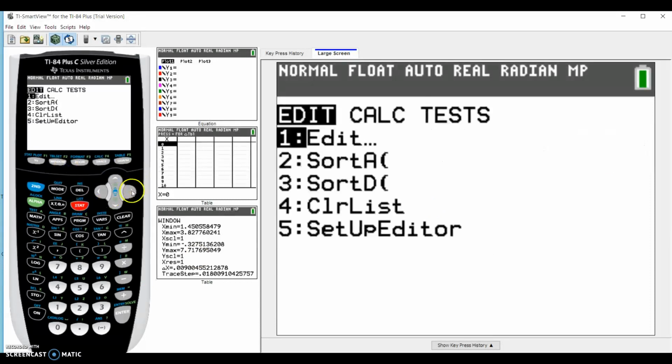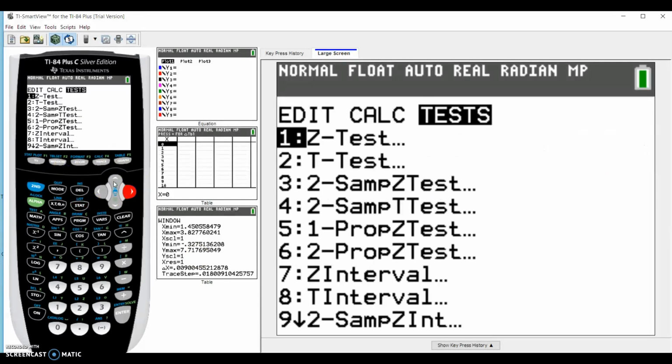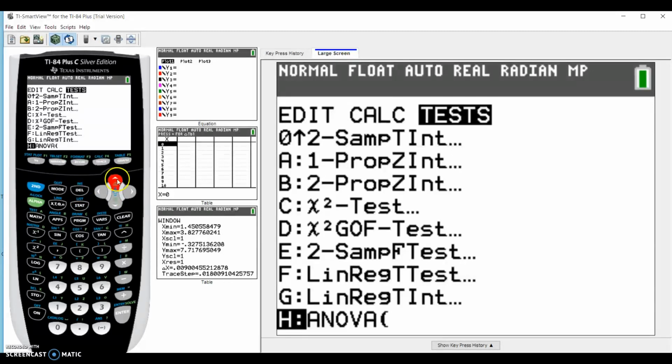There's a few more tests under the hypothesis test here. These are not ones that we're going to use, so you do not need to worry about those.